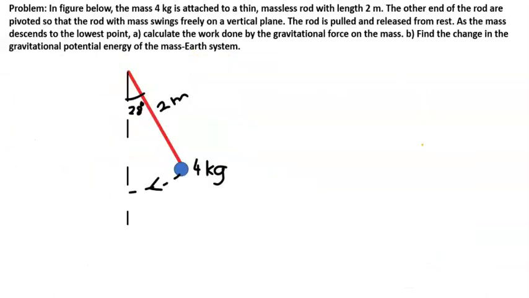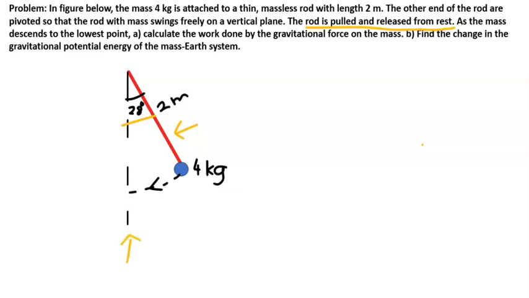Let's look at this problem. In the figure below, a mass 4 kg is attached to a thin, massless rod with length 2 meters. So that is the rod in red. The other end of the rod is pivoted so that the rod with mass swings freely in its vertical plane, like that. The rod is pulled and released from rest. So the rod is pulled up to an angle of 28 degrees from this vertical line and then released.